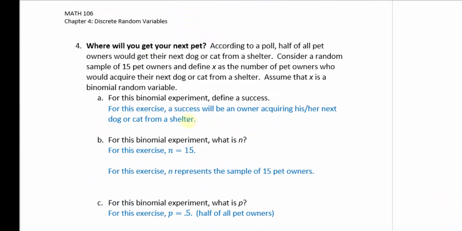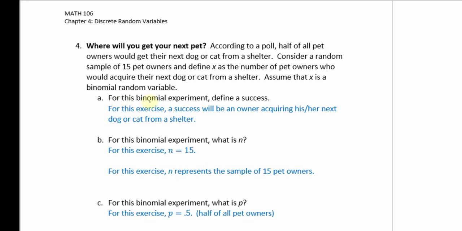In problem number 4, it says, where will you get your next pet? So we have a short scenario here and a few questions to answer about it. According to a poll, half of all pet owners would get their next dog or cat from a shelter. Consider a random sample of 15 pet owners and define X as the number of pet owners who would acquire their next dog or cat from a shelter. Assume that X is a binomial random variable.